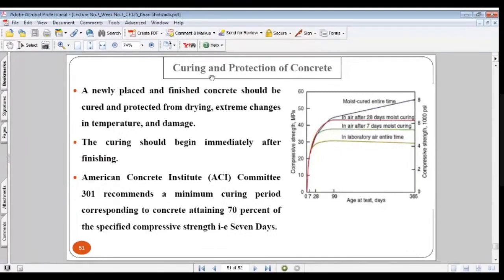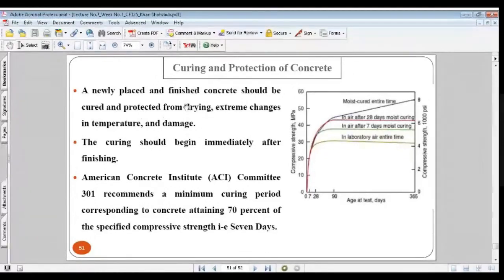Okay, so the next topic is covering and protection of concrete. If you remember, we have discussed this covering in one of our discussions. Covering is the spraying of water. Once you finish the concrete, we spray water on the concrete, or we cover the concrete with such sheets with the help of which we can keep the concrete moist. So a newly placed and finished concrete should be covered and protected from drying.